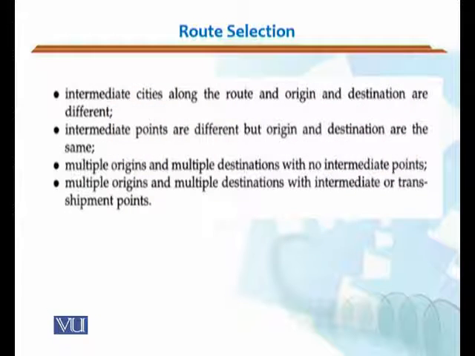Let us look at some of the rules for route selection. Intermediate cities along the route and origin and destinations are different. So for a route selection, you need to have different intermediate cities from origin to destination. It is not possible that you have two routes which have the same origin and destination. And it is possible to have the same origin and destination, but they would be going through some different intermediate cities.